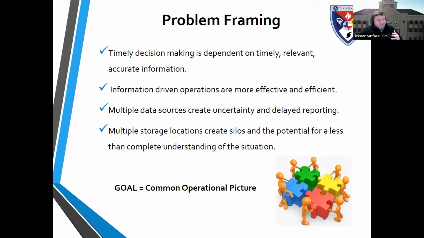And then multiple storage locations create silos and the potential for less than complete understanding of the situation. So if you have data all over the place, one person won't know where to get data later. So we run into that issue with rainfall, right? So with rainfall, you can look at rain gauges, you can look at the National Weather Service's rain gauge.